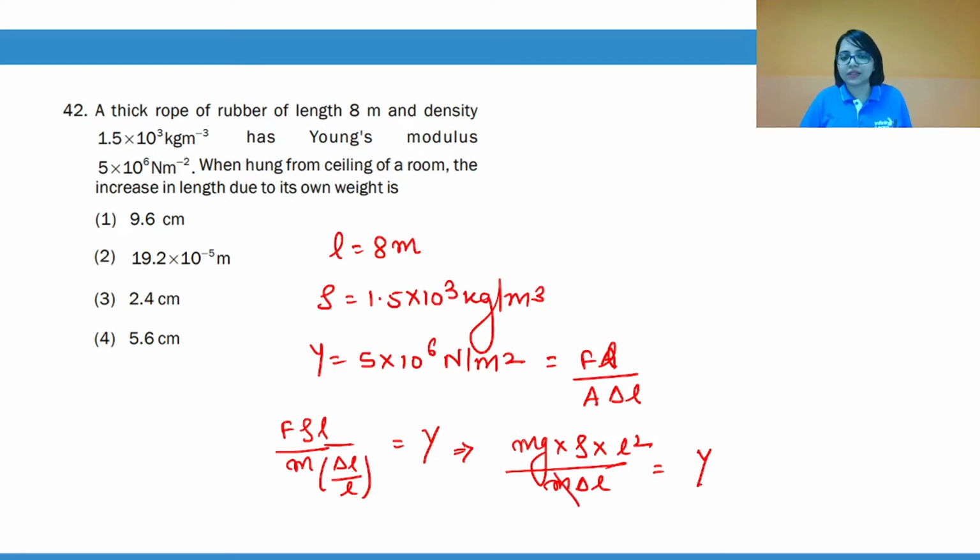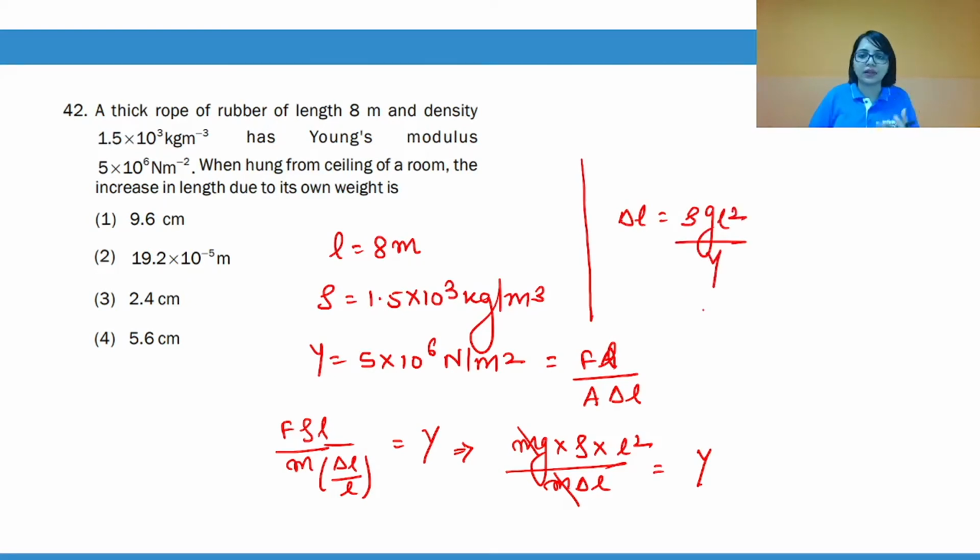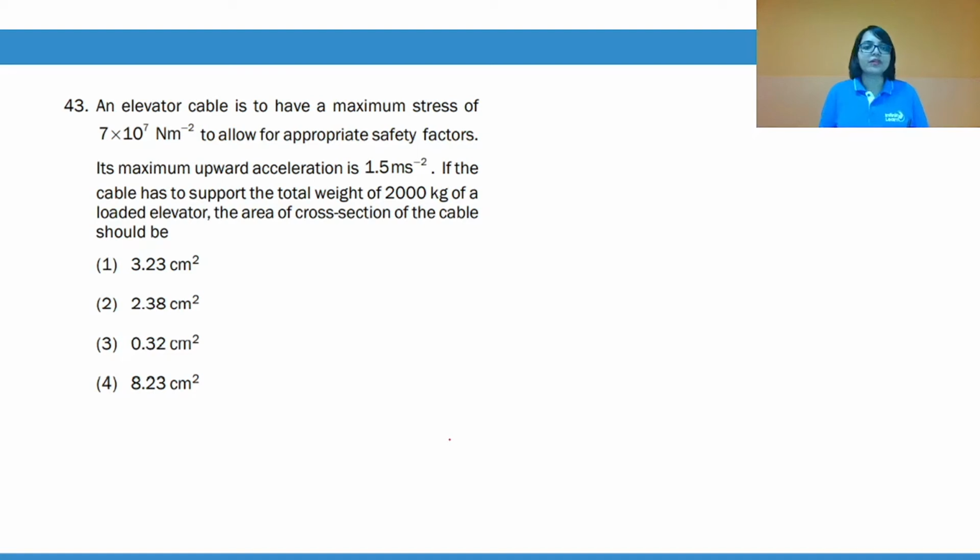So M will cancel this M. So we have delta L is equal to rho g L square divided by Y. You can put all these values in this expression to get the value of delta L, and that will be 9.6 centimeter. Next question is question number 43.